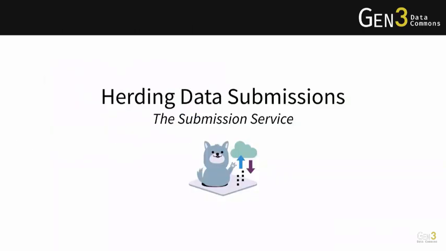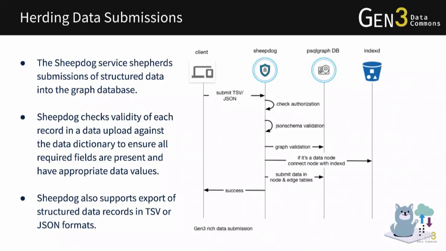So now we'll get into specifically the submission service, which is Sheepdog. The Sheepdog service shepherds data submissions into the graph database. Sheepdog checks the validity of each record in a data upload against the data dictionary to ensure all required fields are present and have appropriate data values. Sheepdog also supports export of structured data records in the TSV and JSON formats.